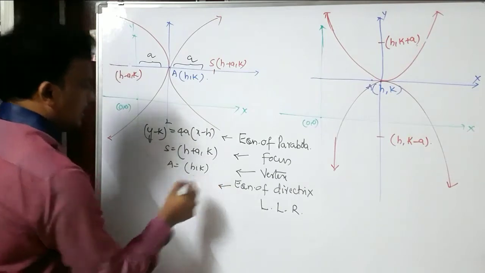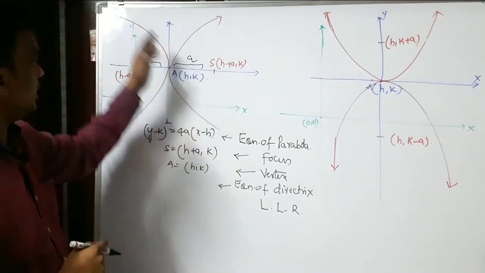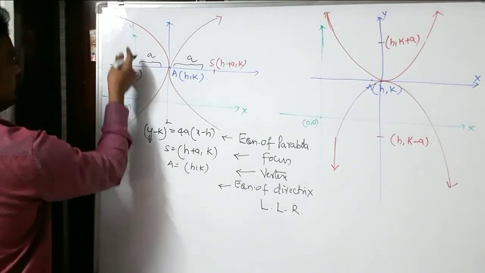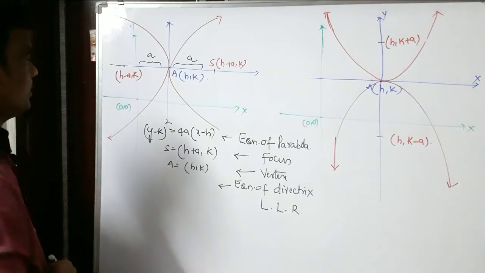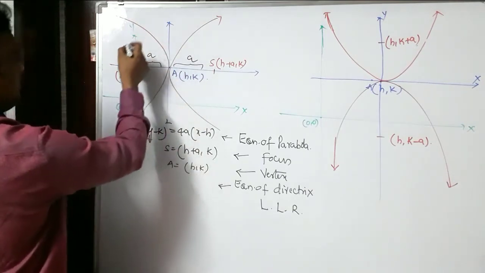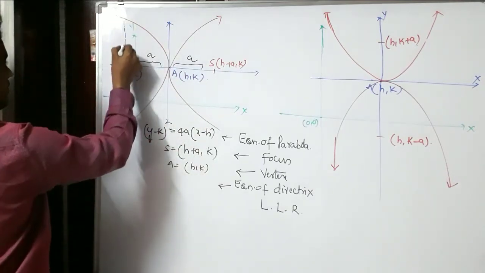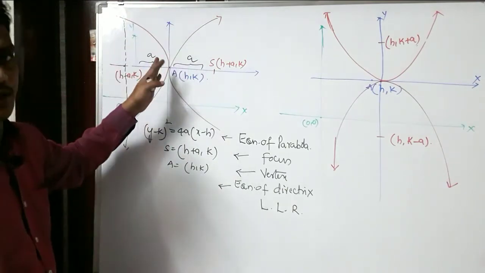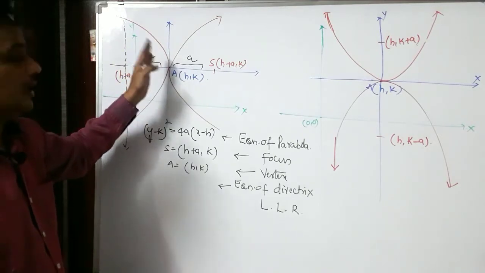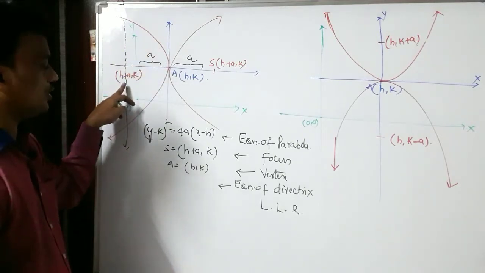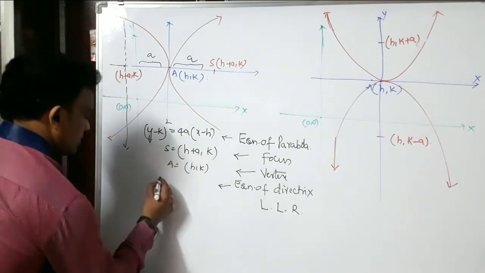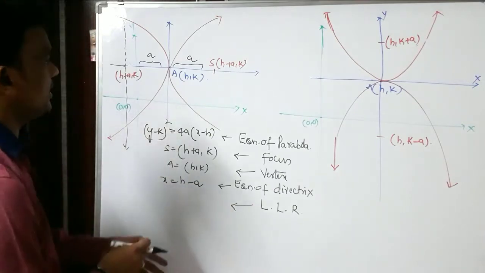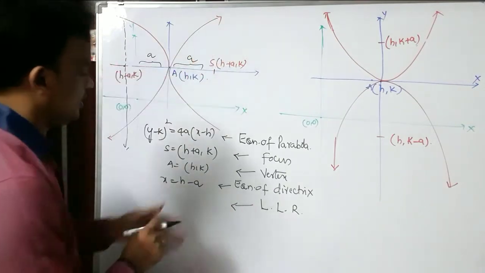So what is the equation of the directrix? This will be the focus, and that means here we will get the directrix, which passes through the point h minus a comma k. This is a line, the directrix, which is parallel to the y-axis. The x coordinate is constant, so x is equal to h minus a. So here x is equal to h minus a. And of course, the length of the latus rectum will always be 4a.